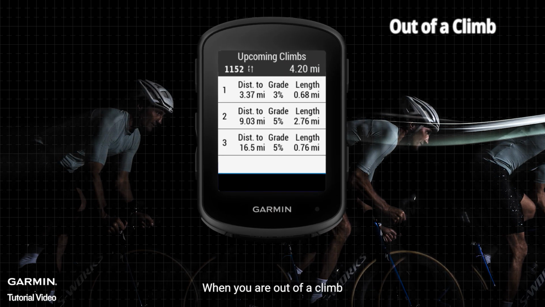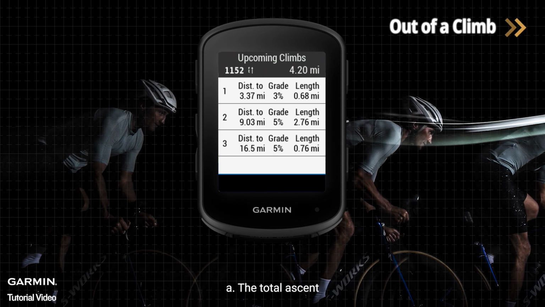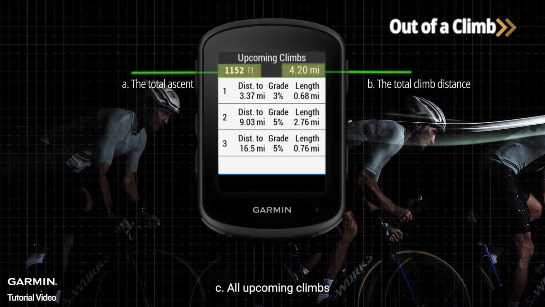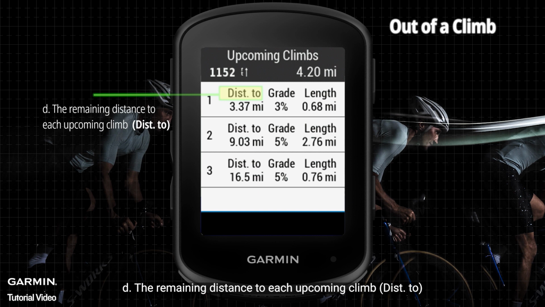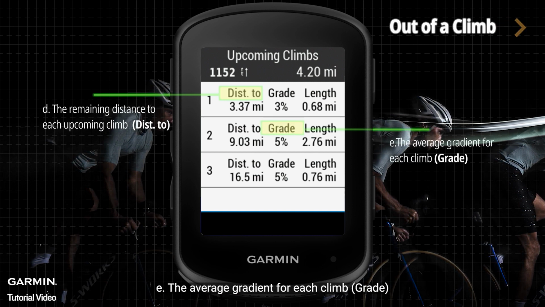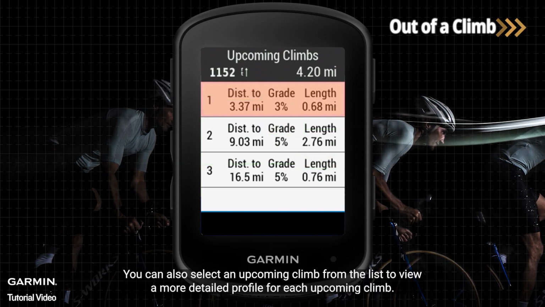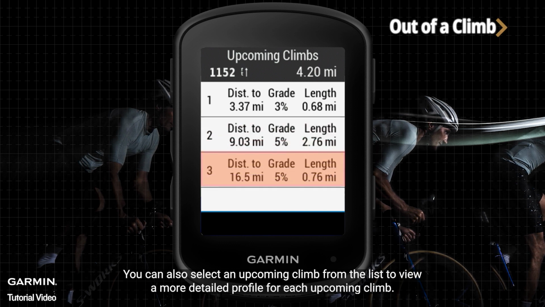When you are out of a climb, the ClimbPro feature will provide the following information. A. The total ascent. B. The total climb distance. C. All upcoming climbs. D. The remaining distance to each upcoming climb. E. The average gradient for each climb. F. The length of each climb. You can also select an upcoming climb from the list to view a more detailed profile for each upcoming climb.